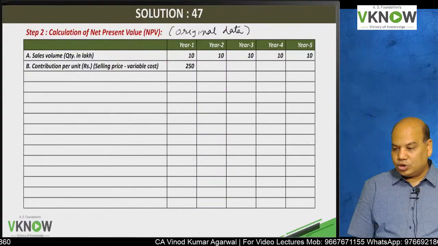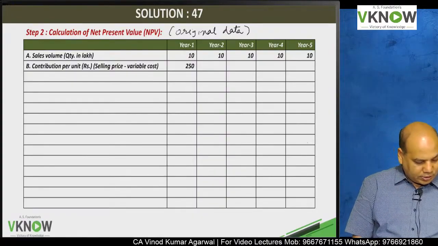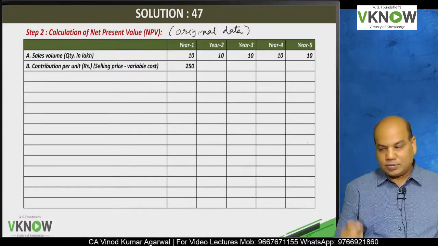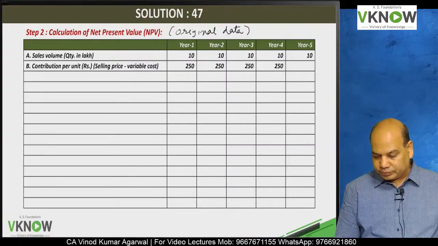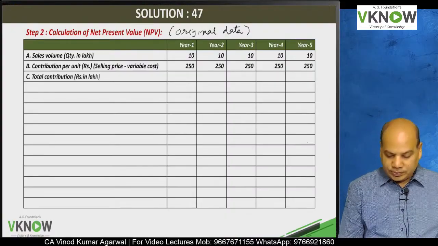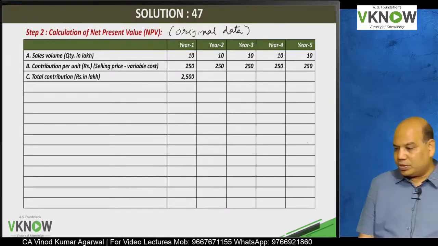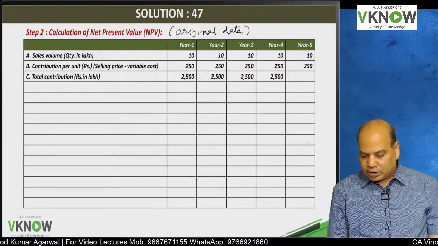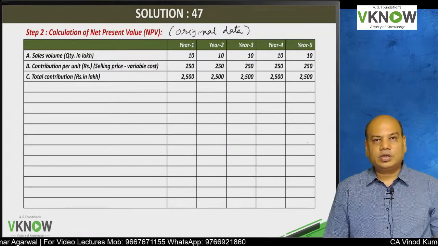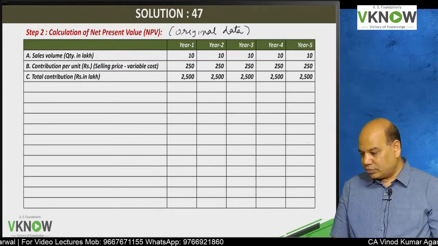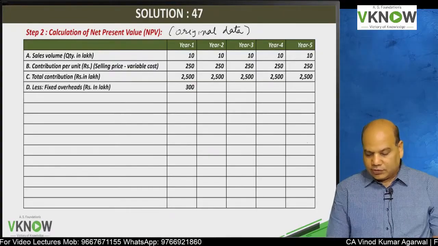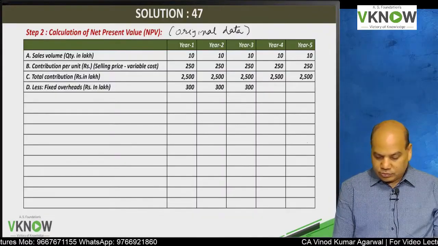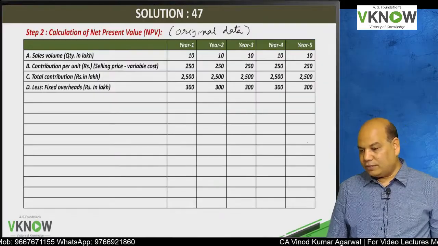Contribution per unit in the original question. Selling price is 500, variable cost is 50%. So can I say 500 minus 50%, 250? Do you agree with this 250? Total contribution, rupees in lakhs: 2500, 5 times. Up to this any query? Less fixed overhead, that is also given, 300, 5 times.